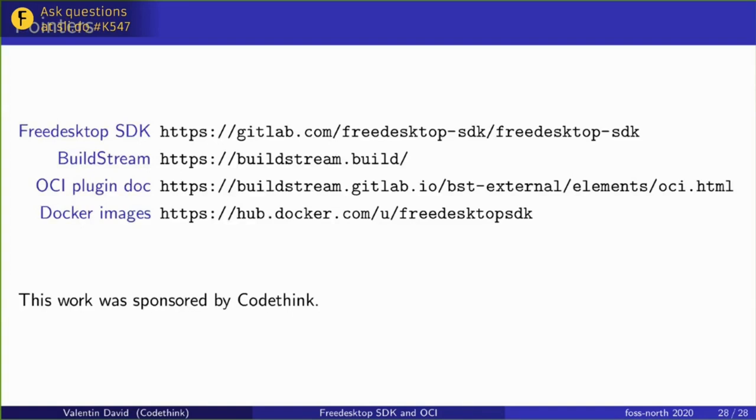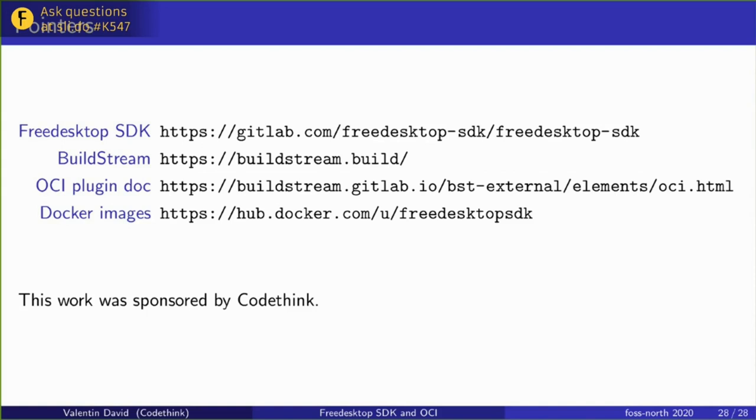Here are some pointers to get more information. So the Freedesktop SDK, the built-in project. The OCI plugin is in an external project from BuildStream, so you have to download it separately. But this is something that is a dependency of Freedesktop SDK itself. So if you want to build the Freedesktop SDK, you will have this OCI plugin. Here I added a pointer to the documentation of the plugin, so you can read what you can do with this plugin. There are more details than what I explained here because it would make the talk a bit boring.